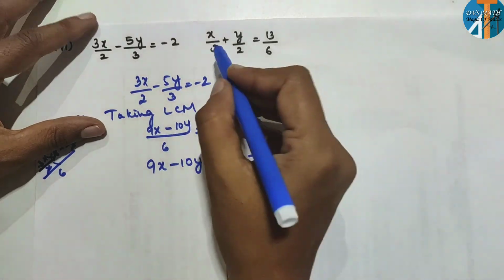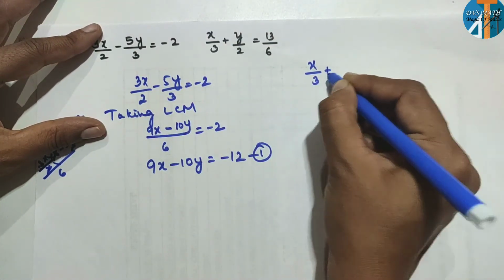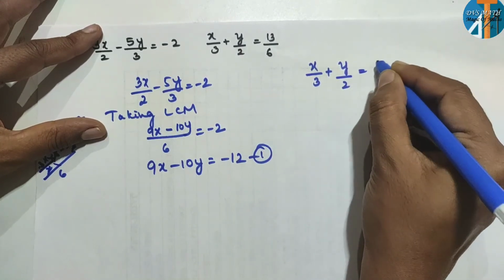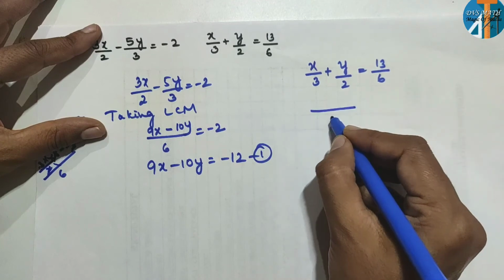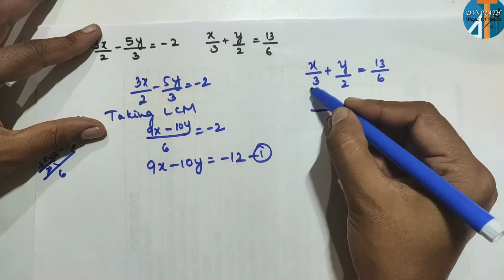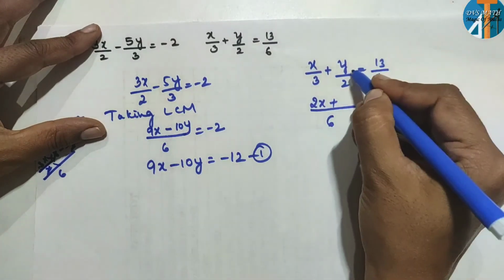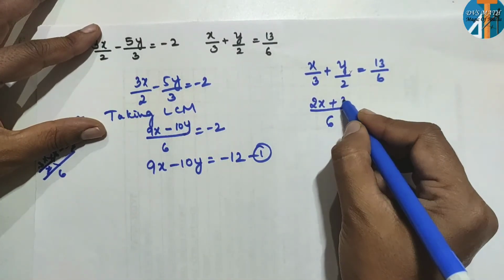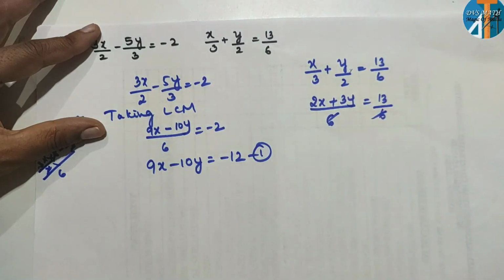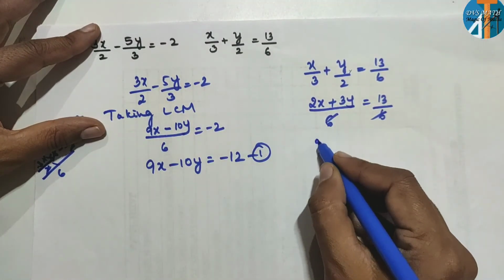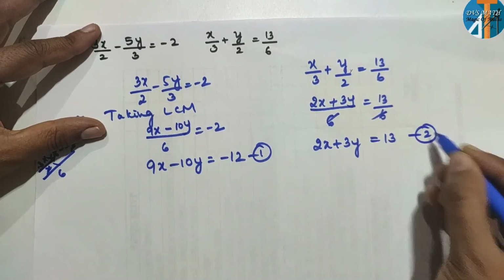Now let's go for the second equation, that is x by 3 plus y by 2 is equal to 13 by 6. Again taking LCM here, 6 is the LCM. Again 3 ones are 2s are, right? So 2 into x, 2x, plus again if you multiply 6 ones are 3y, so 3y is equal to 13 by 6. 6 cancels, both denominators are 6, right? Finally you got 2x plus 3y is equal to 13, that is equation 2.